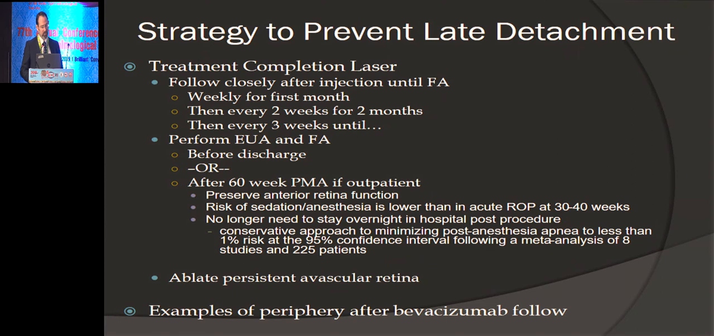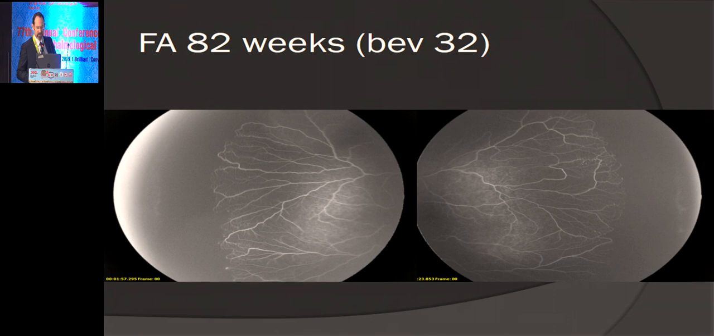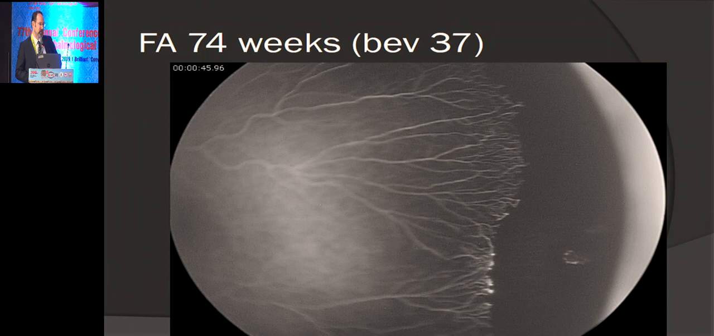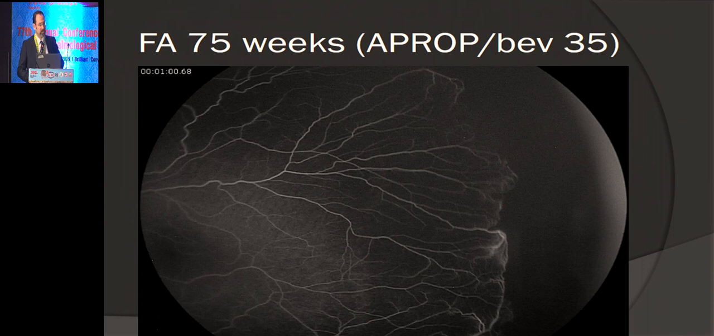And so we'll run through some examples. This is a relatively normal fluorescein done at 90 weeks. You can see the ora serrata region there seen with scleral indentation. This is a baby that had a lot of persistent avascular retina. You can see some relatively mild vascular abnormalities. Here's another baby with some leakage at the terminal bulbs. Here's a little bit more posterior leakage, another infant. This one shows circumferential vessels with leak.